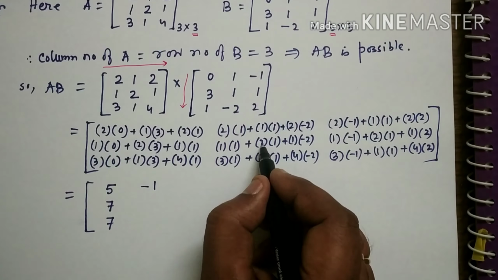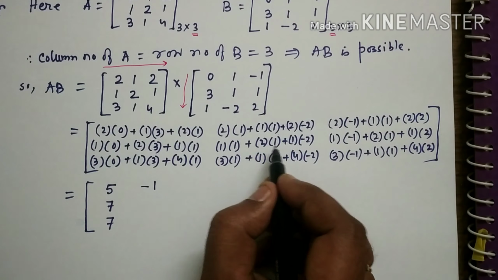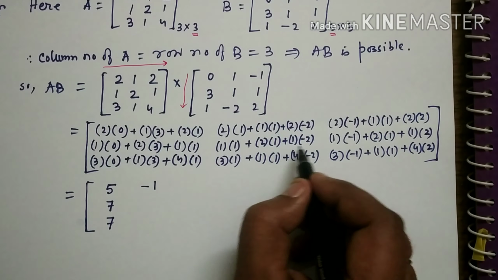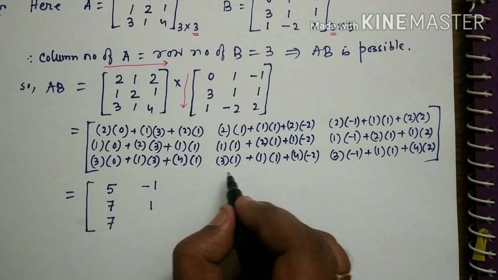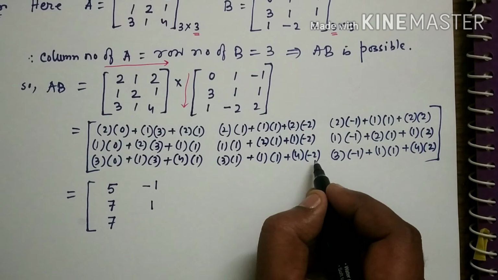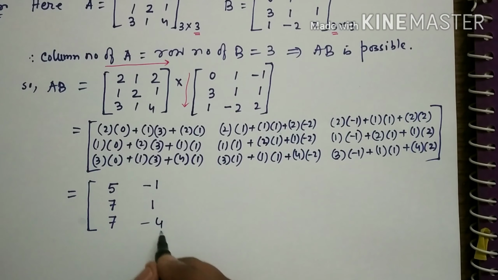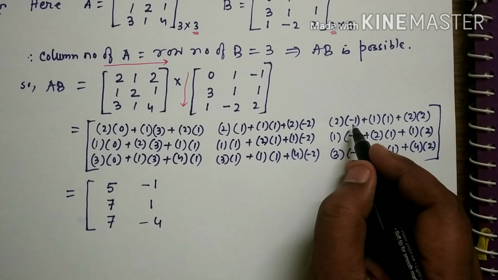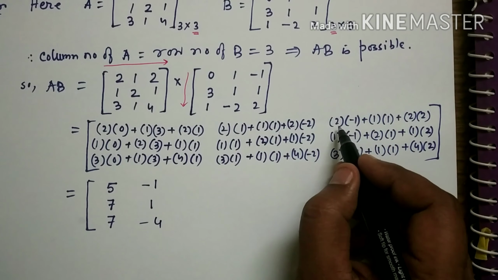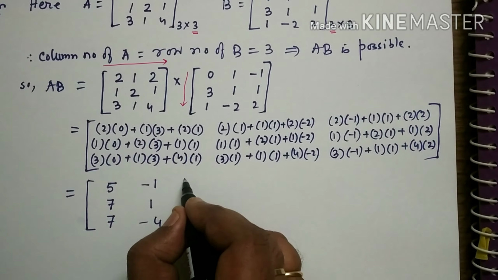1 into 1 is 1, 2 into 1 is 2, that is 3. 1 into minus 2 is minus 2, that is 3 minus 2, 1. 3 into 1 is 3, 1 into 1 is 1, that is 4. 4 into minus 2 is minus 8, that is 4 minus 8, minus 4. 2 into minus 1 is minus 2, 1 plus 1, minus 2 plus 1, that is minus 1 plus 4, that is 3.